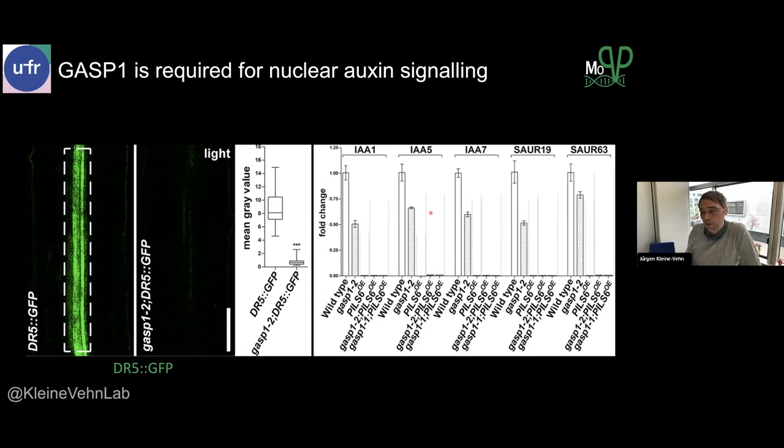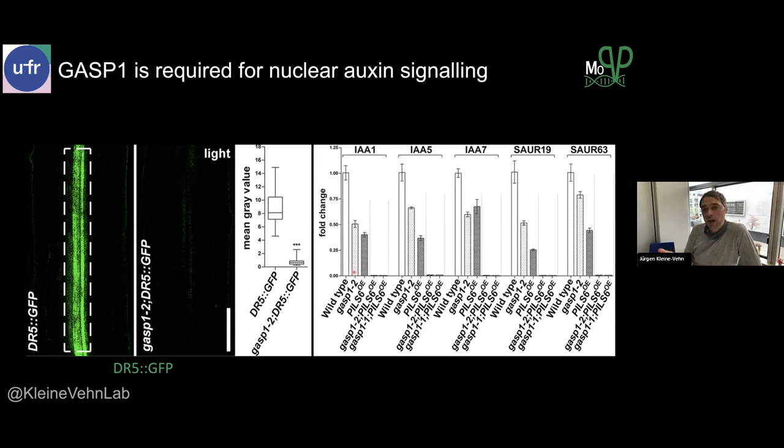The same thing we could also confirm by extracting the messenger RNA and looking at a handful of auxin responsive genes. Here you have a comparison of the wild type versus the GASP1-2 knockout mutant, where we see that these genes are indeed downregulated. This is odd because usually if you have a downregulation of auxin signaling, you also should have a phenotype, but these mutants don't have a phenotype, so they are not distinguishable from wild type. So in principle, on a molecular level, they look pretty much like the PILS overexpressors because they also downregulate the auxin signaling, right?